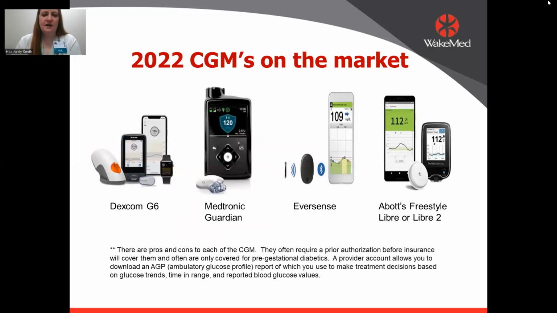These are the continuous glucose monitors that are on the market this year. Of course, there are definite pros and cons to each device. The two most common ones that we see in our office are definitely the Dexcom G6. The G7 was just approved for use in Europe. And then the Freestyle Libre 2. Those are the most common ones we see.